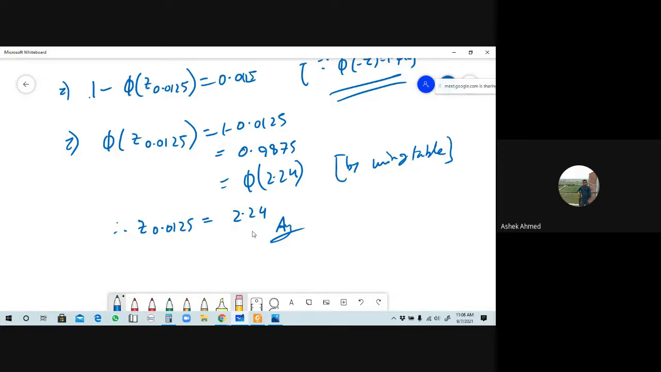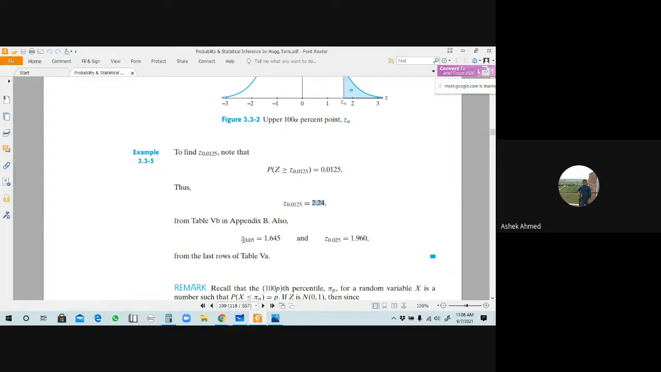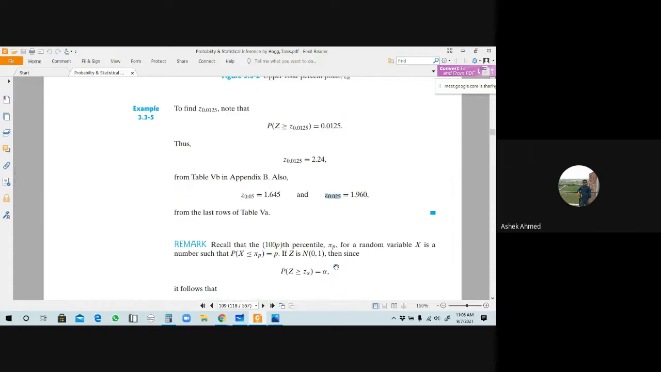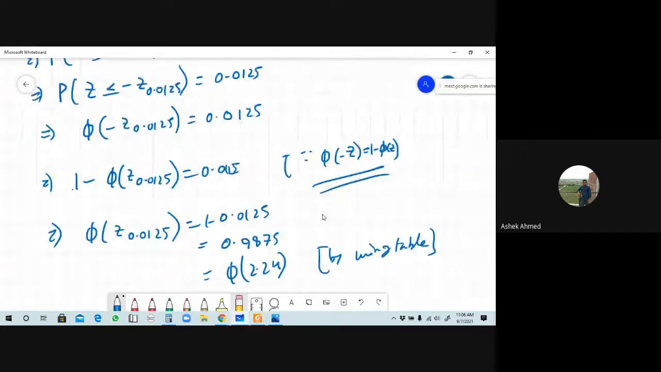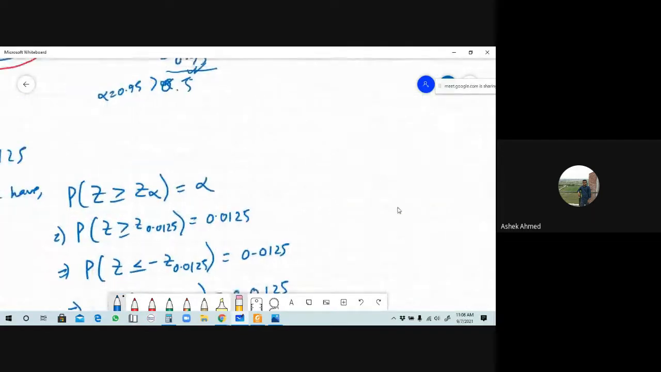Response me. Yes, sir. I'm listening. Okay. Similarly, you have to find out the values of z suffix 0.05, also z suffix 0.025 here. Understand? You have to find out these two. Now I will discuss another problem. Wait a moment.